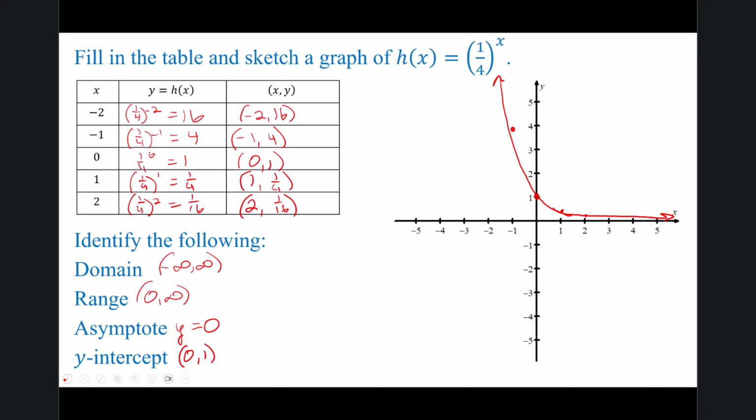So what makes this graph decrease instead of increase like 4 to the x did? That would be the 1/4, our base. That base is between 0 and 1, which means we are decreasing. If that base is bigger than 1, we are increasing.